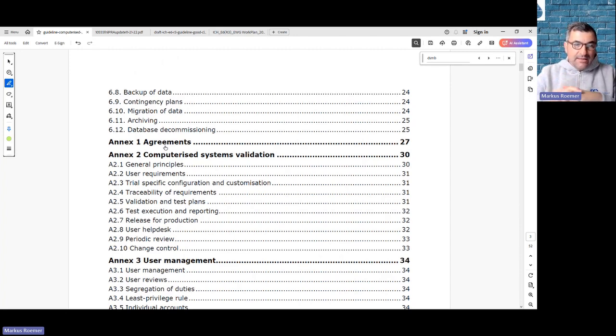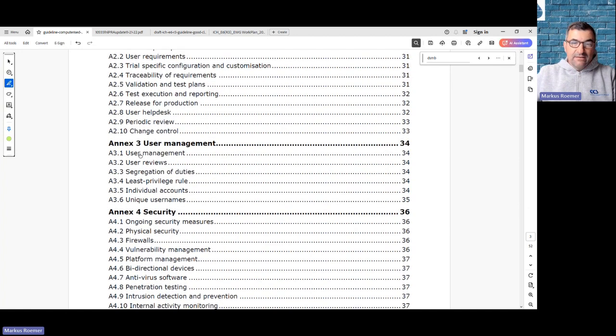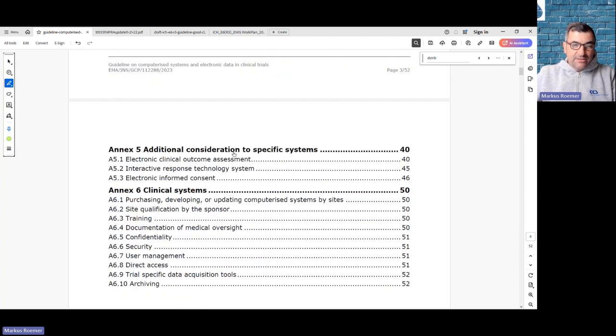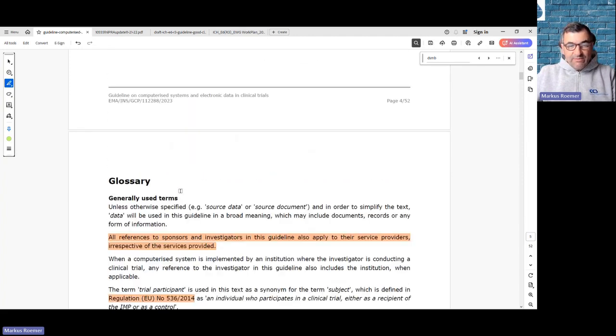I'm searching; they also have something for cloud computing, and a very short link to artificial intelligence. Then they describe computerized system validation. Cool stuff regarding test execution, if you do a user acceptance test of your eCRF, for example, and how to set up things like this. Periodic review, okay, from GMP we would call it periodic evaluation, so that you check the validation status of the system. Then very useful in Annex 3 user management, Annex 4 security, Annex 5 additional considerations for specific systems, and other clinical systems. This is very well written.